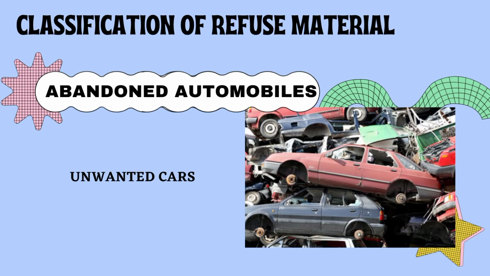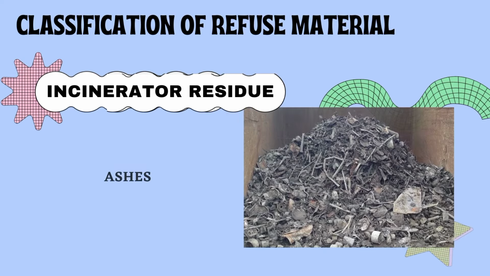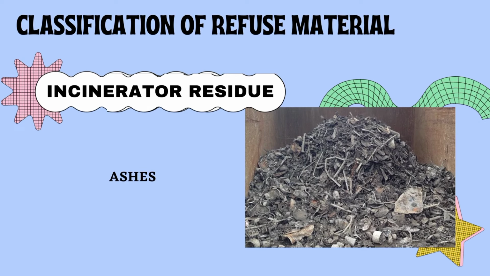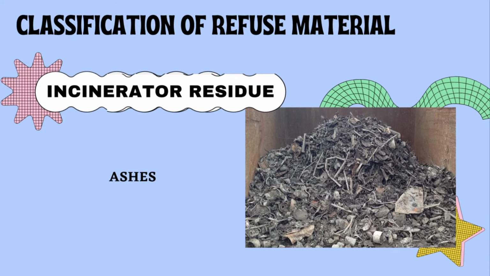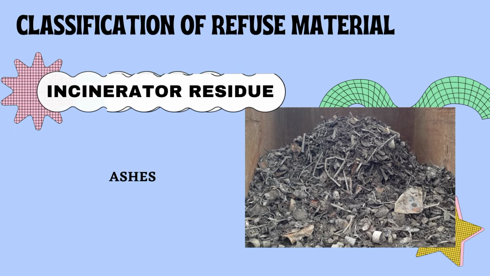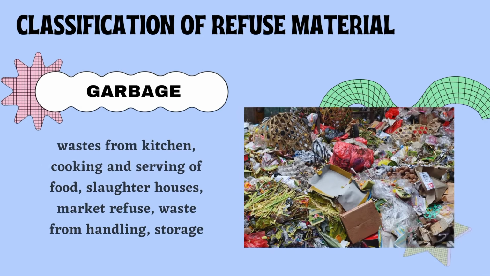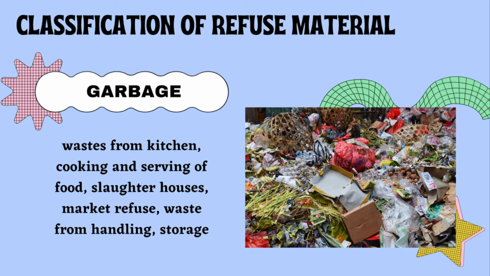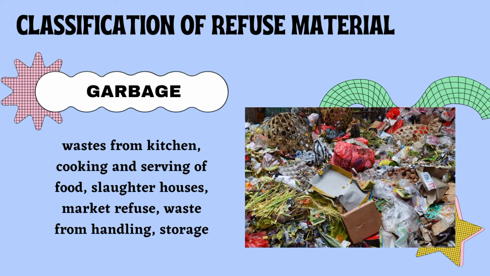Next is abandoned automobiles. These are unwanted cars. Next is incinerator residue. These are ashes. Next is garbage. These are wastes from kitchen, cooking and serving of food, slaughterhouses, market refuse, waste from handling, and storage.